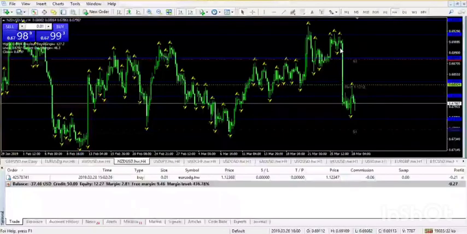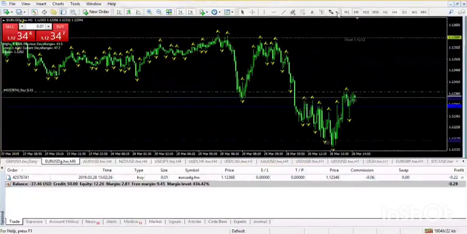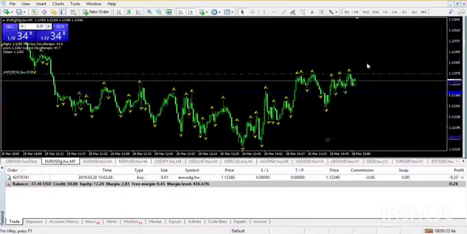So any questions or problems from last session? Because I have reviewed all of the things that we learned. Okay, so let's learn a new candlestick.